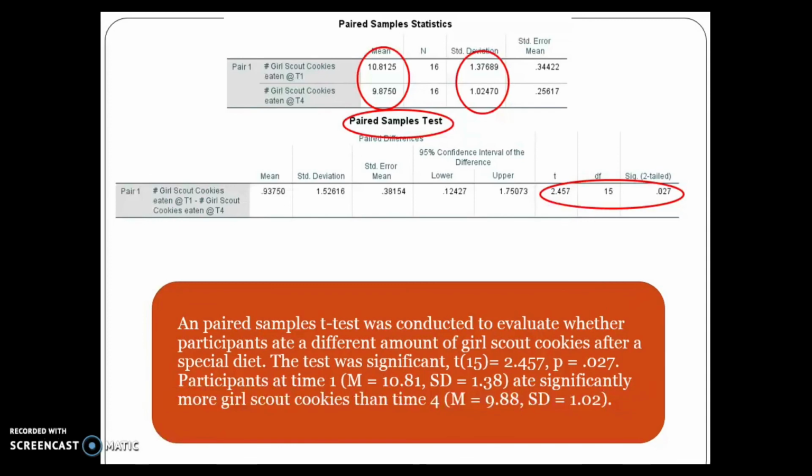Participants at time 1 who ate 10.81 cookies on average ate significantly more Girl Scout cookies than at time 4, when they ate 9.88 cookies.